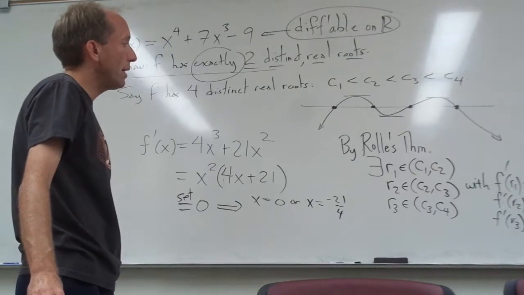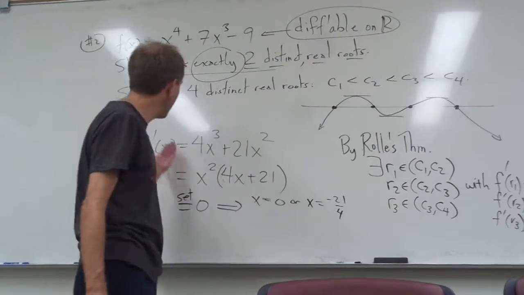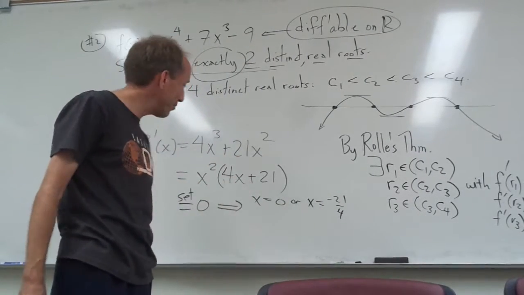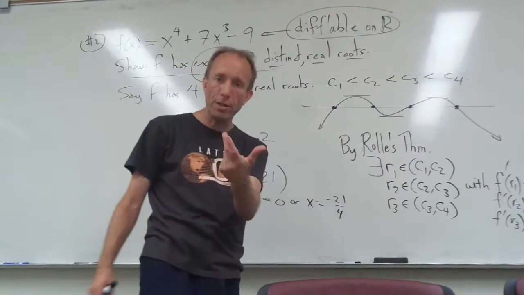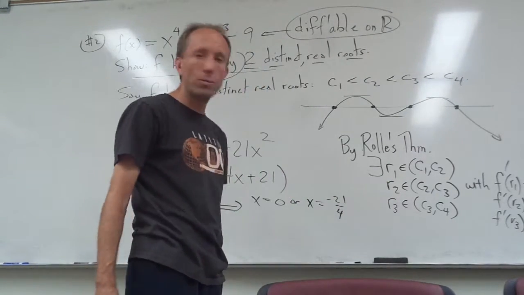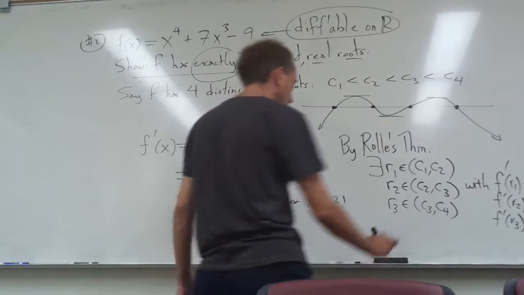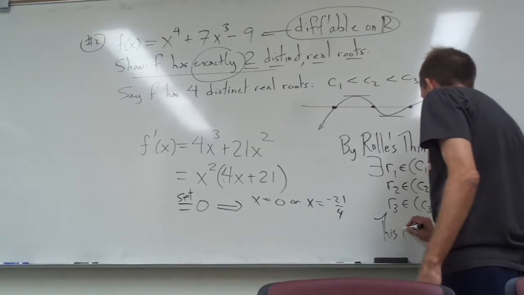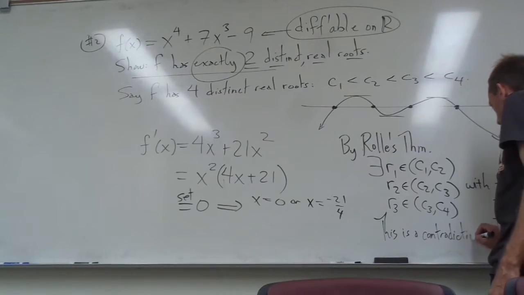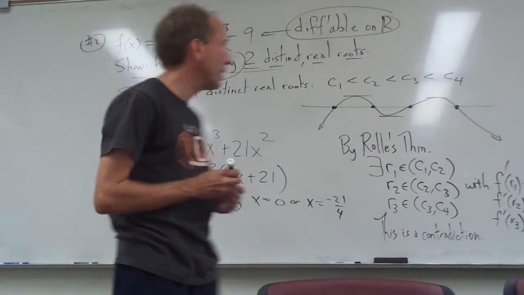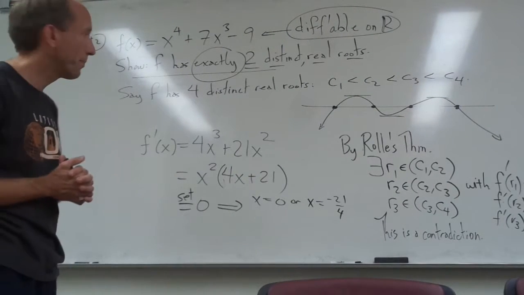And that is where the contradiction comes in, because looking at the actual derivative of f, we see that there are not 3 distinct roots. These would all be distinct because they're in different intervals. There are not 3 distinct places where the derivative is 0. So this is a contradiction. That's the idea behind that, and how that would play out.